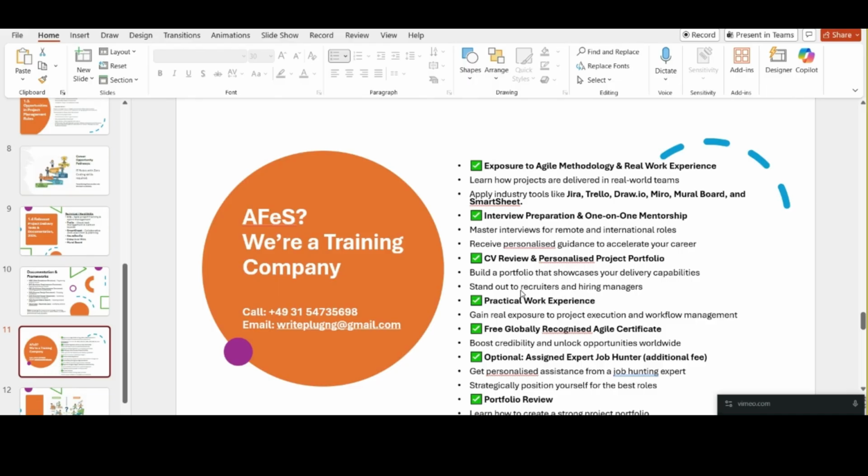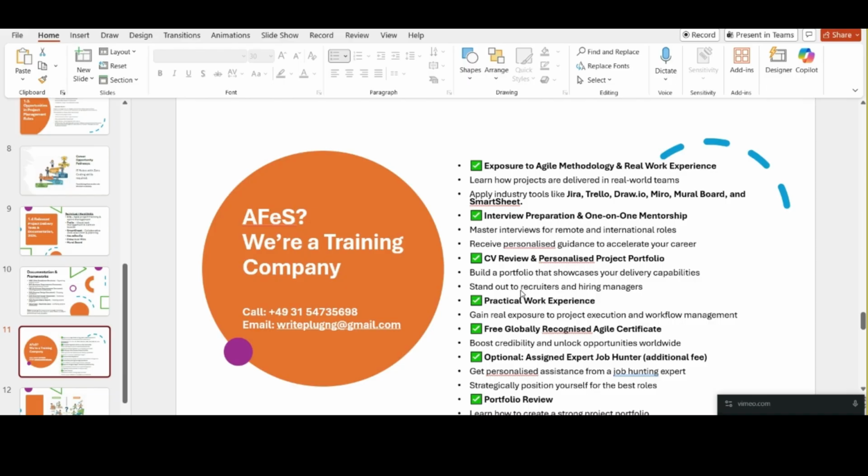So that's some of the things you'll be exposed to, including the many tools and techniques, as was mentioned earlier: Jira, Trello, Draw.io, Miro, Mural, Smartsheet, all these tools, and including some more that, of course, are not considered the latest. You'll be exposed to this as well. So at the end of the day, your exposure to Agile methodology and real-world experience will already expose you to the reality of an Agile environment.